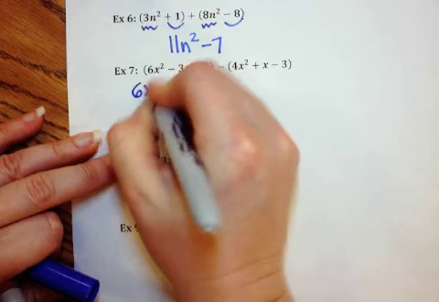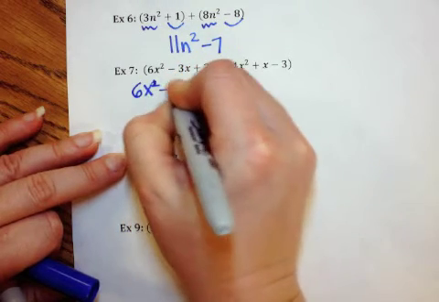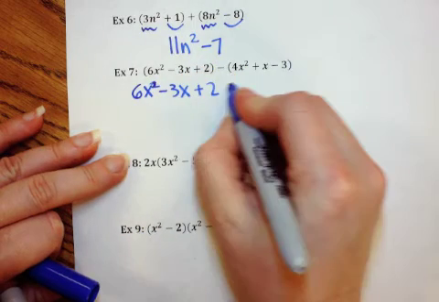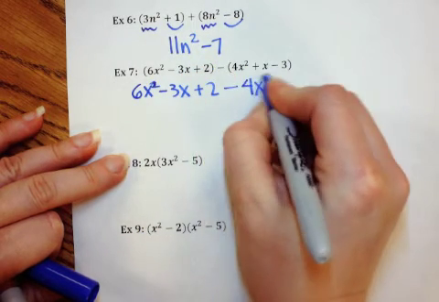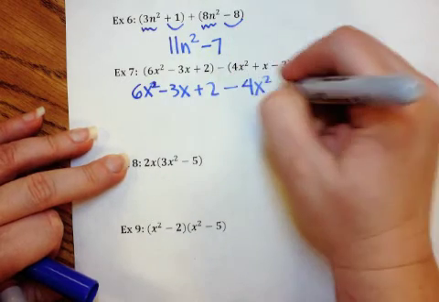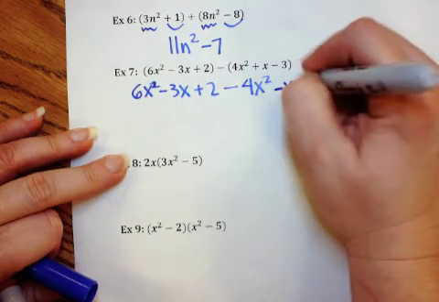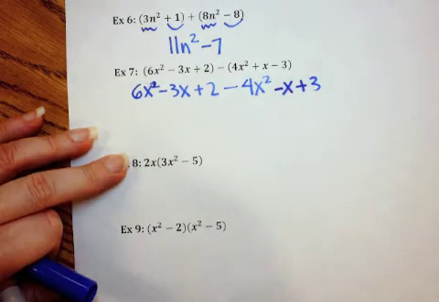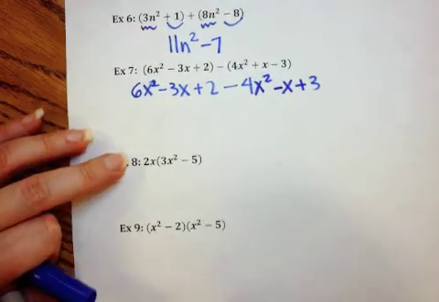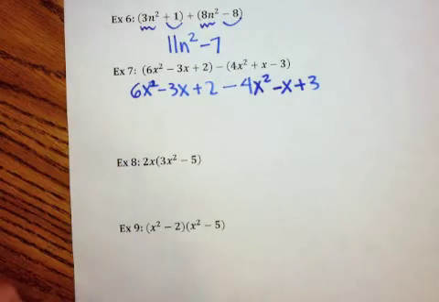So the first parentheses stays the same. The second one, I'm going to change all signs. So minus 4x squared, which I don't ever struggle with that one. But it's the next one. It should be minus x, and the last one should be plus 3. All terms should change signs of the second parentheses. Now I'll combine like terms.